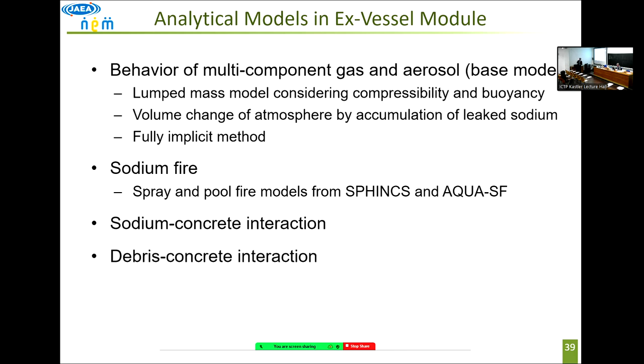And not only the sodium-water reaction in the concrete, but if the temperature is high enough, I mean maybe 500 or 600 Celsius degrees, the components of the concrete itself react with sodium. That is another key issue to take into account for the integrity of the containment vessel. In some cases, like molten debris reaction in a light water reactor, if sodium leaks, concrete is damaged. Of course, same as with the light water reactor, we have to take into account the debris-concrete interaction itself.